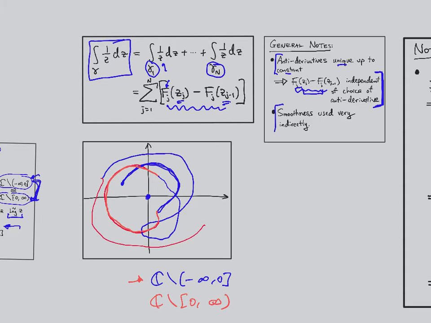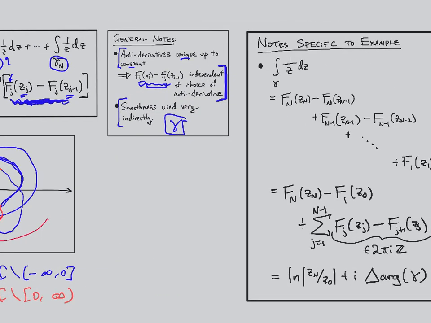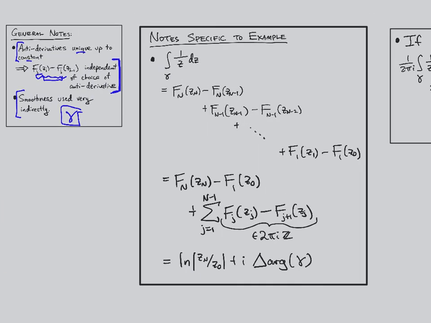And notice also that smoothness of gamma is used very indirectly. It's only used because we had this formula that I could compute the line integral in one of these small pieces by taking a difference of antiderivatives. But we could take this basically as a definition, and then we only need continuity of gamma. So these are general notes, not specific to this function, but if you think a little bit more about the function 1 over z, we also get some interesting observations. So here are some notes specific to this example.